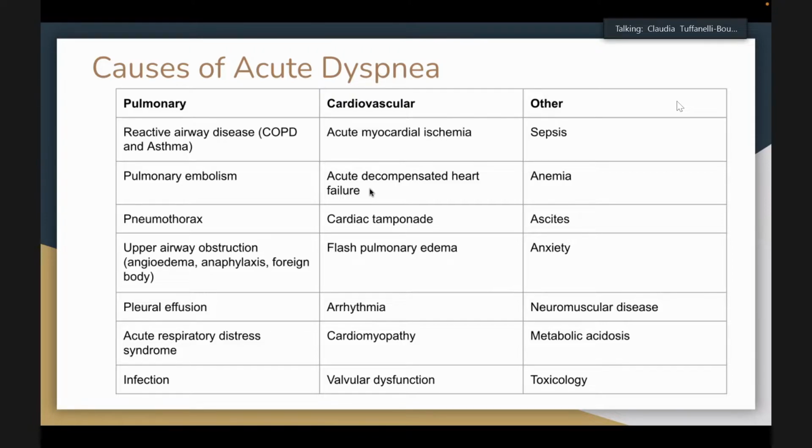And then there's the crapshoot, or these other causes, something besides cardiac or pulmonary. You can see the list: sepsis, anemia, ascites, anxiety, neuromuscular disorders. Those usually have to be pretty profound or severe to cause severe respiratory distress, but they can cause that. It's something you always have to keep in mind when you're assessing these patients.